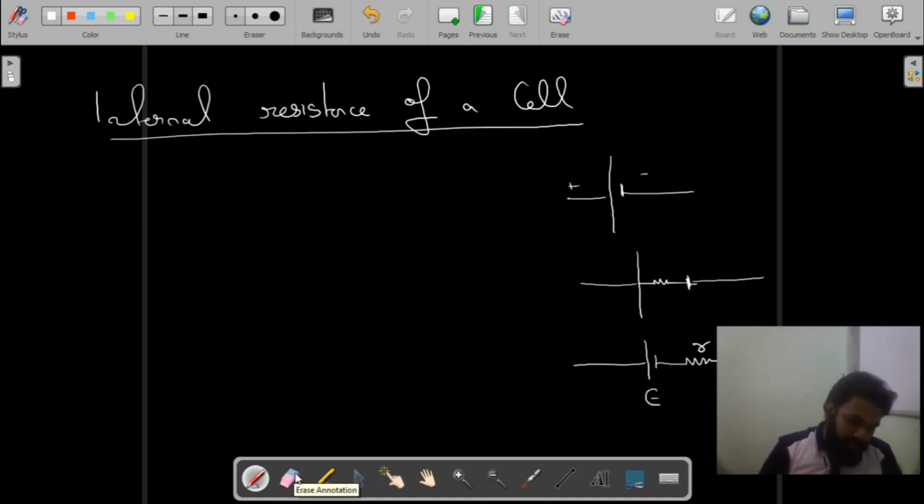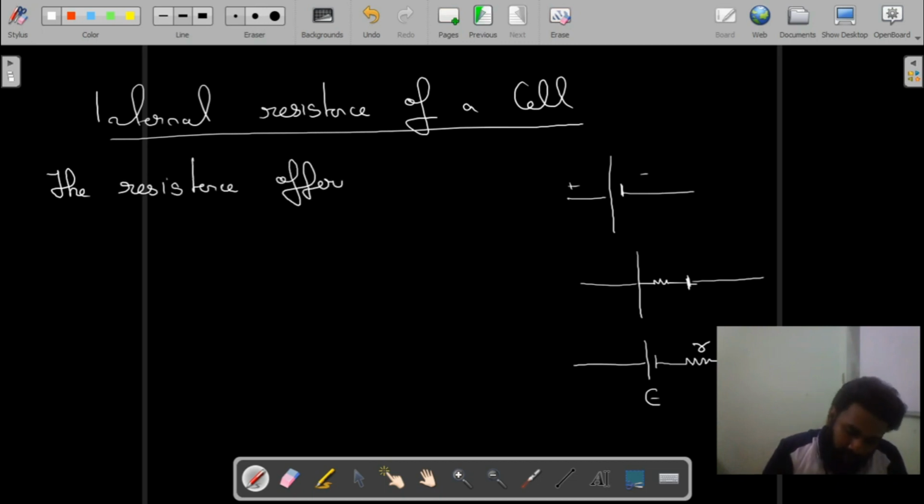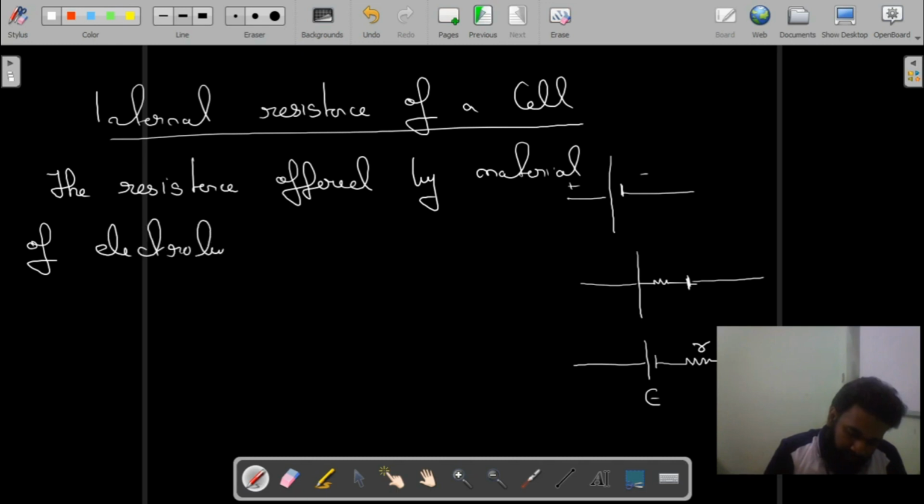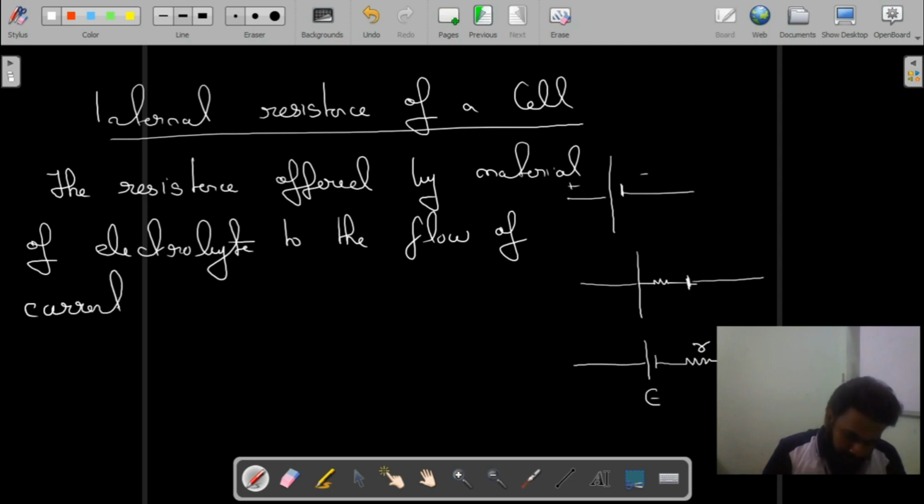So what is internal resistance? We will write: the resistance offered by the material of the electrolyte to the flow of current inside the cell.